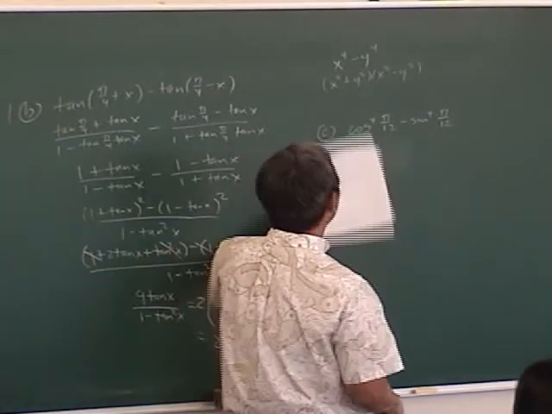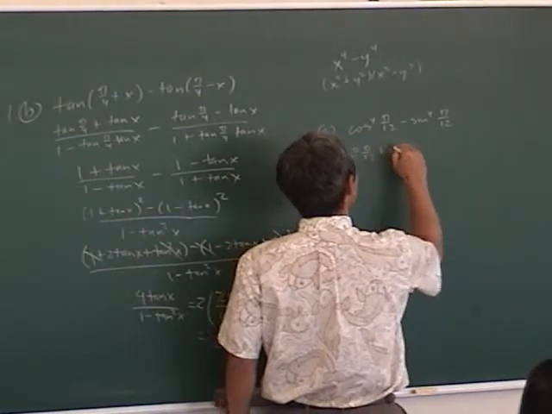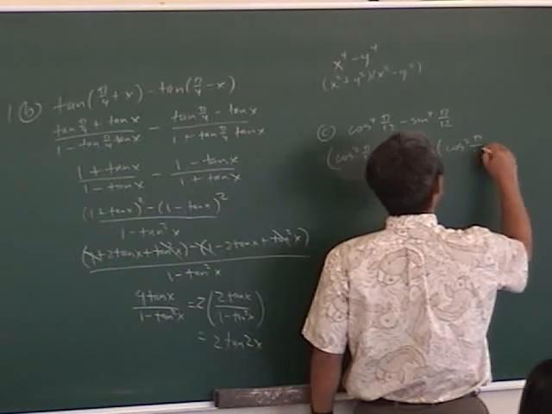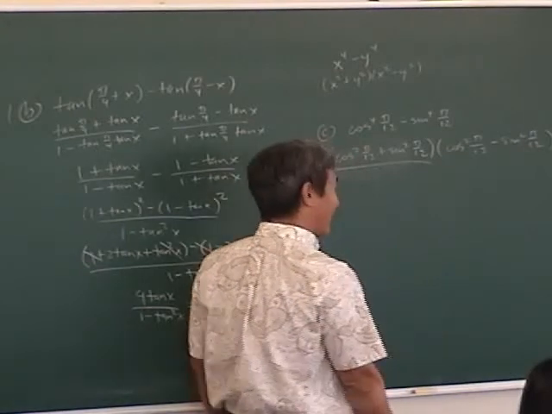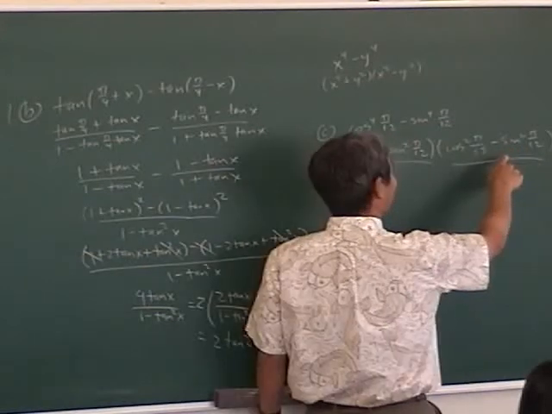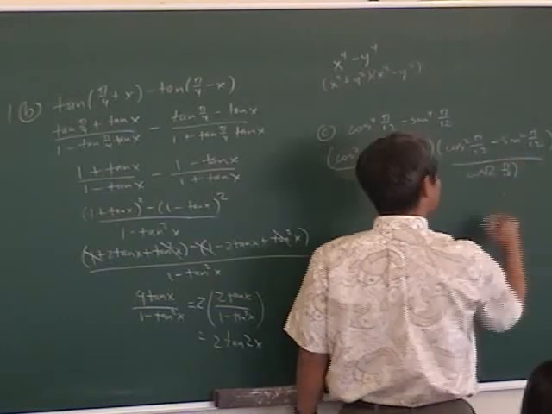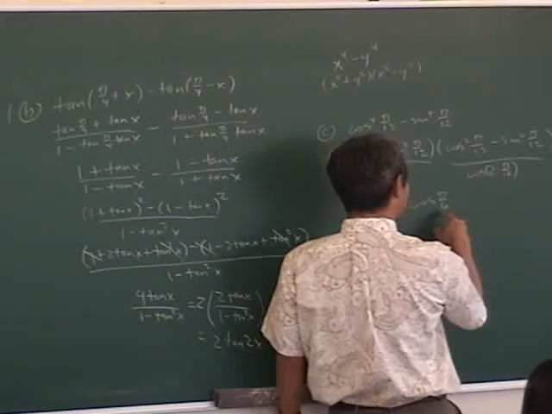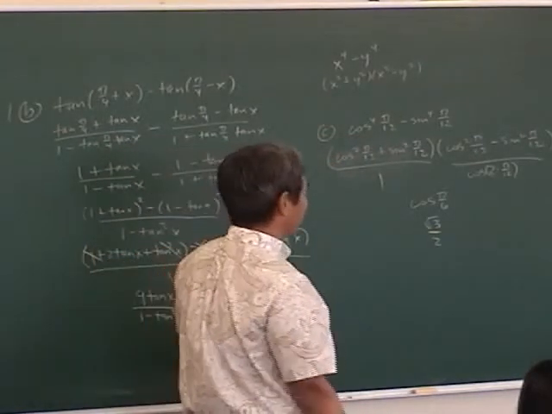Okay, so factor it. How do you factor this? It's a difference of squares. That's one. And then cosine of 2 theta. Well, what is 2 times pi over 12? Pi over 6, and then I know this number, root 3 over 2. So, yeah, there you go, that's the fastest way to do it.